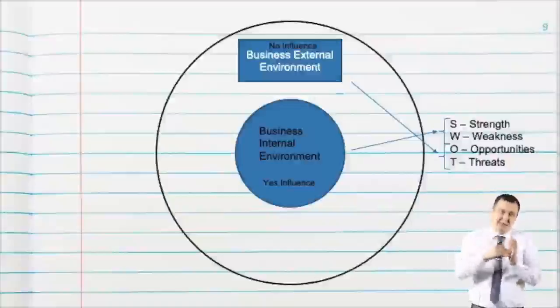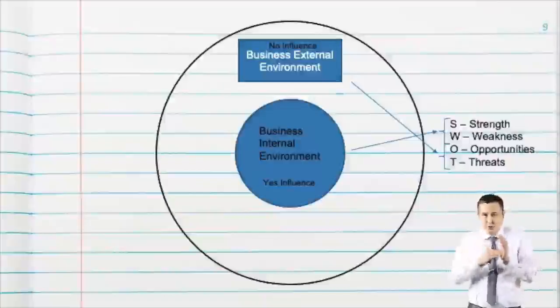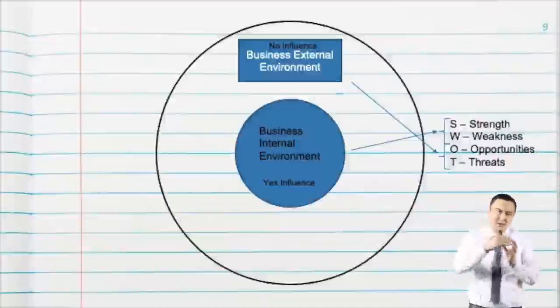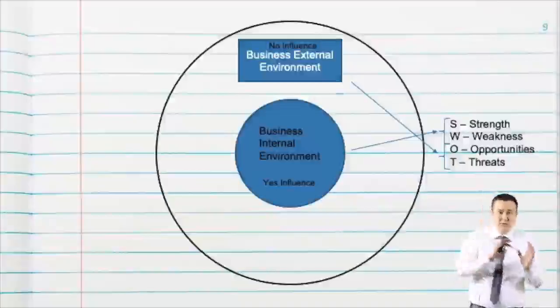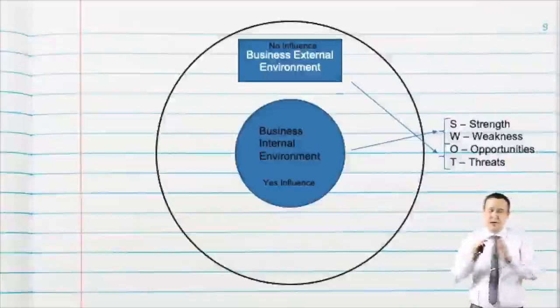So the internal environment is inside our business, the external environment is outside our business, which means we have full control of the internal environment, and we have no control of the external environment. Now they can both influence our business operations. So depending on how we build our internal environment and how we adapt to the external environment, we can be successful or not so successful. So from that, we look at our strengths, weaknesses, opportunities, and threats.